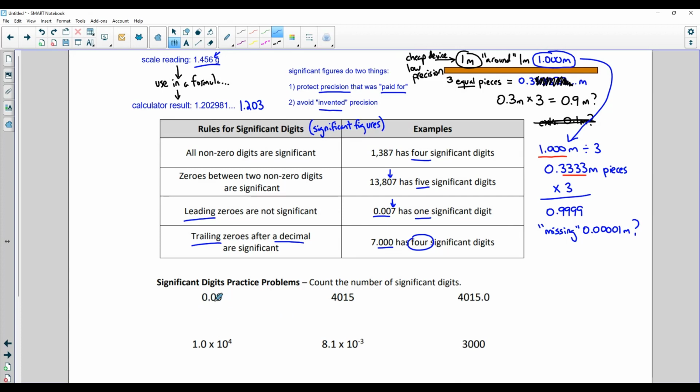So this 0.009, well, the 9 counts because it's a non-zero digit. But both of these are leading zeros, and so this number right here has 1 significant digit.